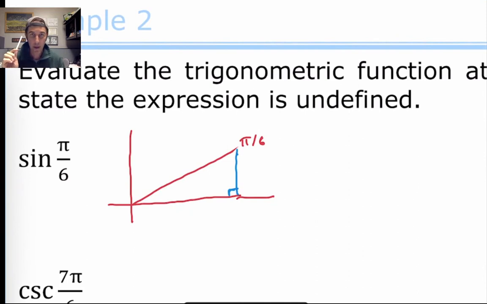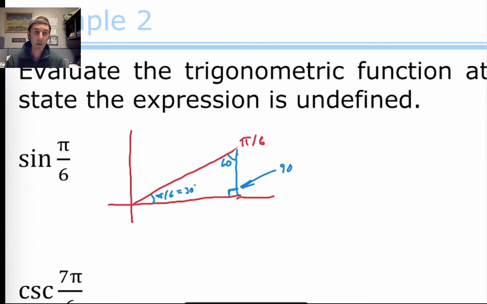I know that pi over 6 is 30 degrees. Therefore, this is a 30, 60, 90 triangle. This is really pi over 6, which is 30 degrees. And this is 90 degrees. Therefore, this is 60 degrees. So it's a 30, 60, 90 triangle.